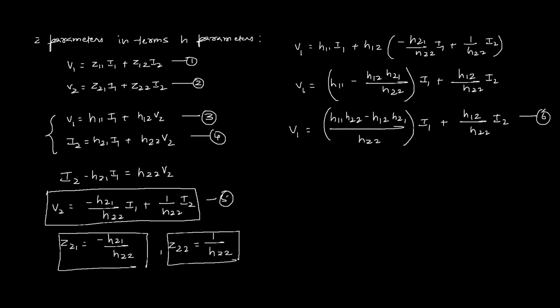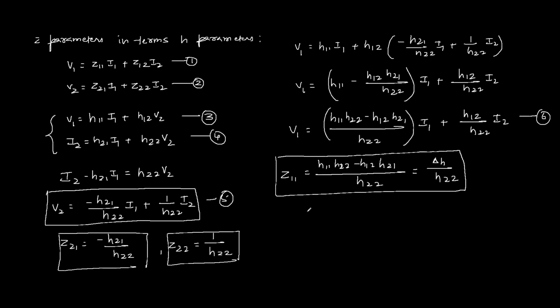Now this equation is in the form of equation 1. So we can simply compare equation 1 and 6. This will give Z11, which is equal to H11 H22 minus H12 H21 over H22. And this H11 H22 minus H12 H21 is the determinant of the H matrix, denoted by del H, over H22. And Z12 is H12 over H22. So that's how we write Z parameters in terms of H parameters.